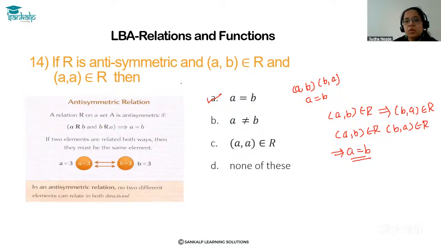Therefore, option A is the correct answer because (a, b) belongs to R is already given, and (a, a) also belongs to R. Then this condition it should satisfy. That is the condition for antisymmetry. This is wrong, this is wrong, and this is also. So the answer is a is equal to b. Okay, got it? Thank you.